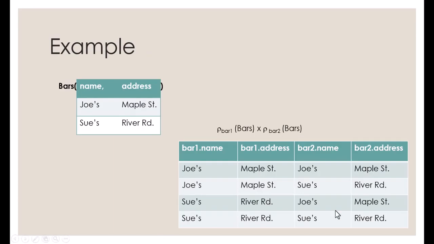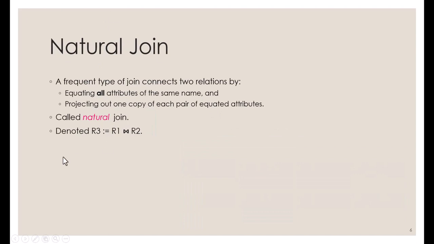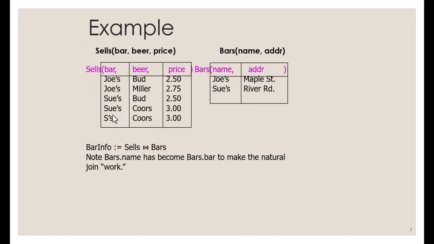Instead of specifying a condition where we set something equal to each other, we can use natural join. Natural join is kind of like Cartesian product, but it returns only the ones where, for whatever common attribute the two tables have, the values are equal to each other. Let's see what we mean by that. We have Sells, which has bar, beer, and price, and we have Bars, which has name and address. We are taking a natural join between Sells, this is the natural join symbol, and then Bars.